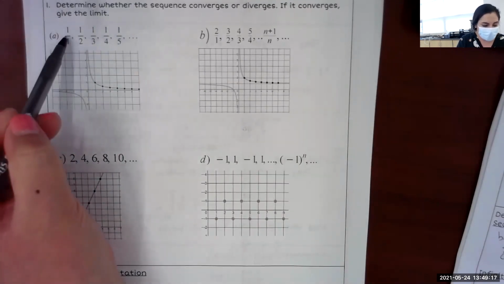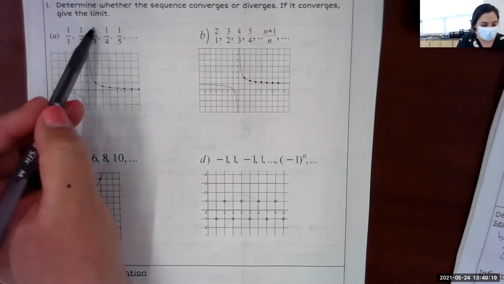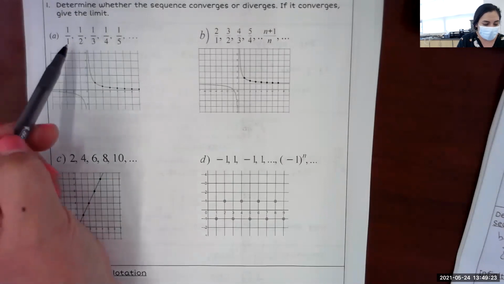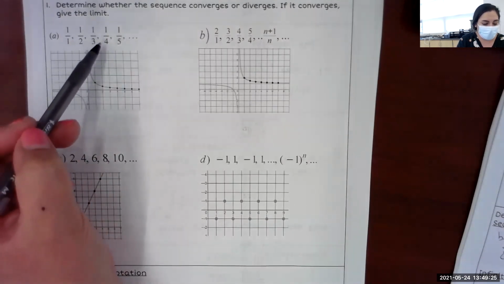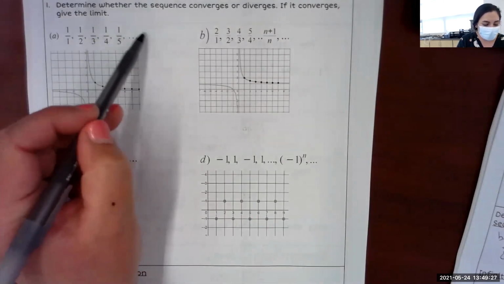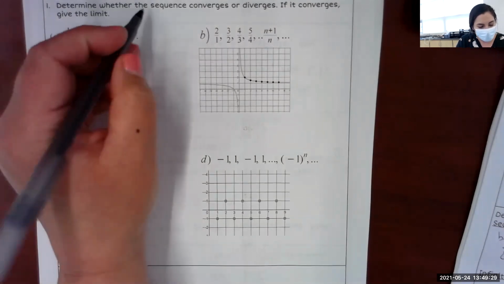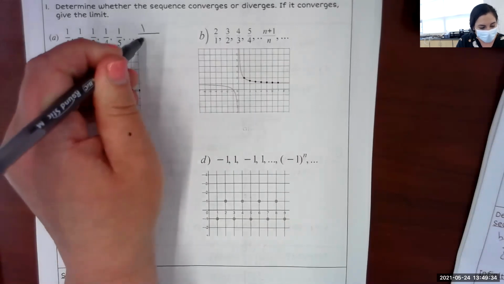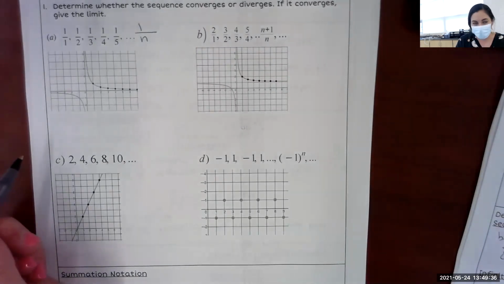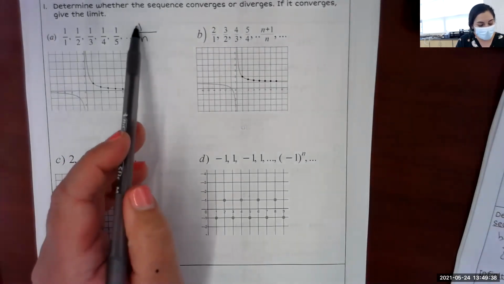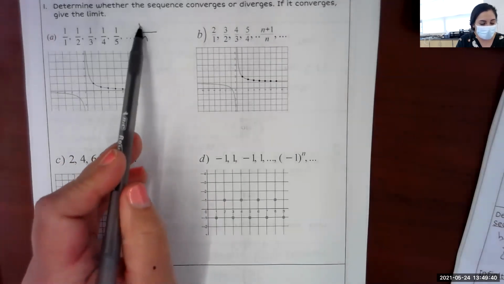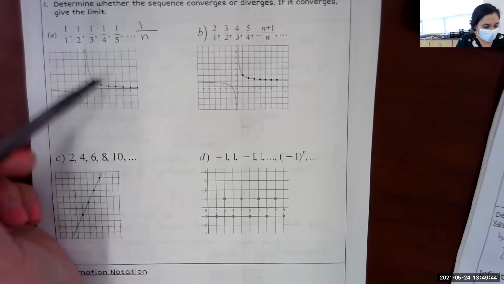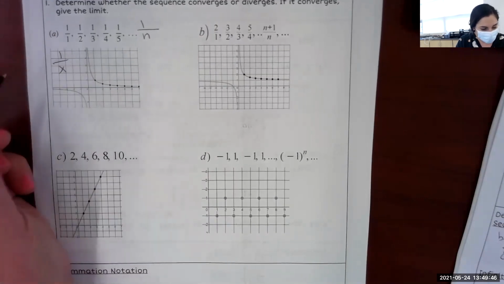So the sequence is 1/1, 1/2, 1/3, 1/4, 1/5. Again, counting numbers, 1, 2, 3, 4, 5. So the general form, if this is an infinite sequence, is going to be the numerator is always 1 and the denominator is n. So the formula is 1/n. This is what the graph would look like of 1/x.